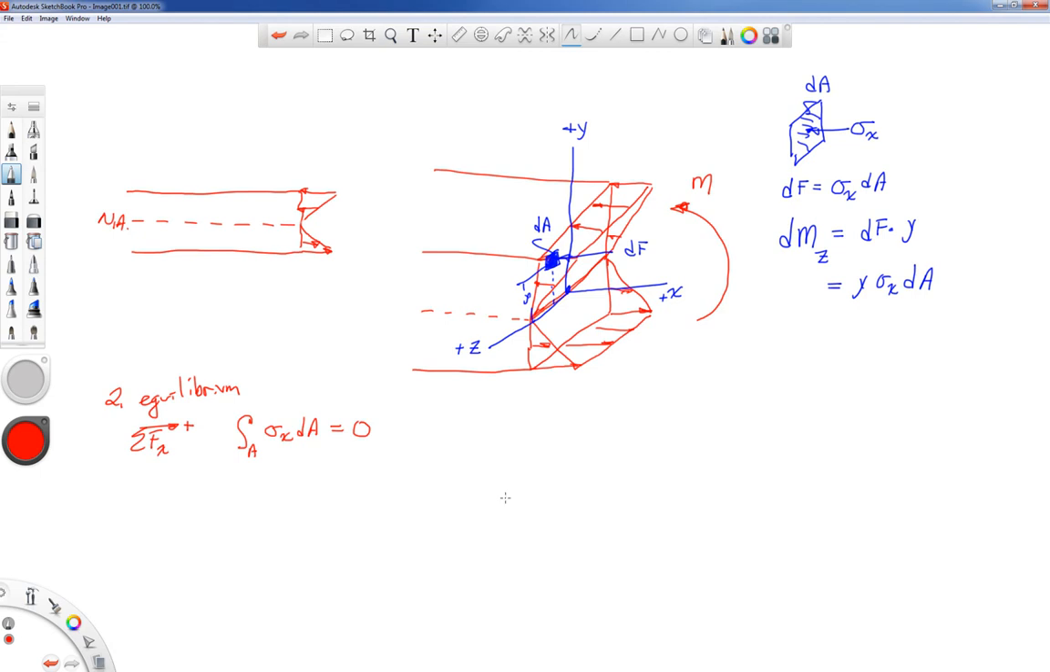Now let's also do the summation of moments about the z-axis. We're going to take this way about the z-axis as the positive direction. So we have a positive moment, M, that's applied. And then pointing in that direction, we have an integral of y dF, which we said we could replace with an area integral of y times sigma x dA. Equal to zero for equilibrium, another way to say this is that this moment is equal to minus this area integral of y sigma x dA.